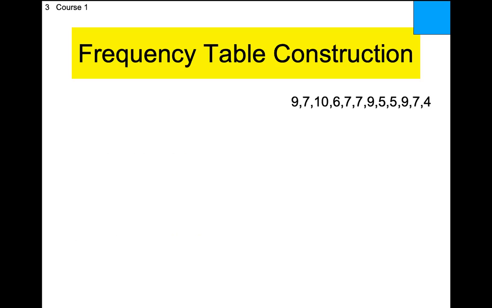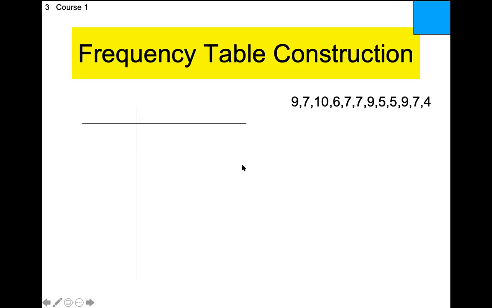So our data set starts off with 9, goes all the way to 4. And let's see how many numbers we got. 1, 2, 3, 4, 5, 6, 7, 8, 9, 10, 11, 12 numbers. So this one isn't too bad. Typically, if you're doing this in real life, you may have a data set of 1,000 numbers or 1,000,000 numbers. So your frequency table can get complicated if you're doing it by hand.